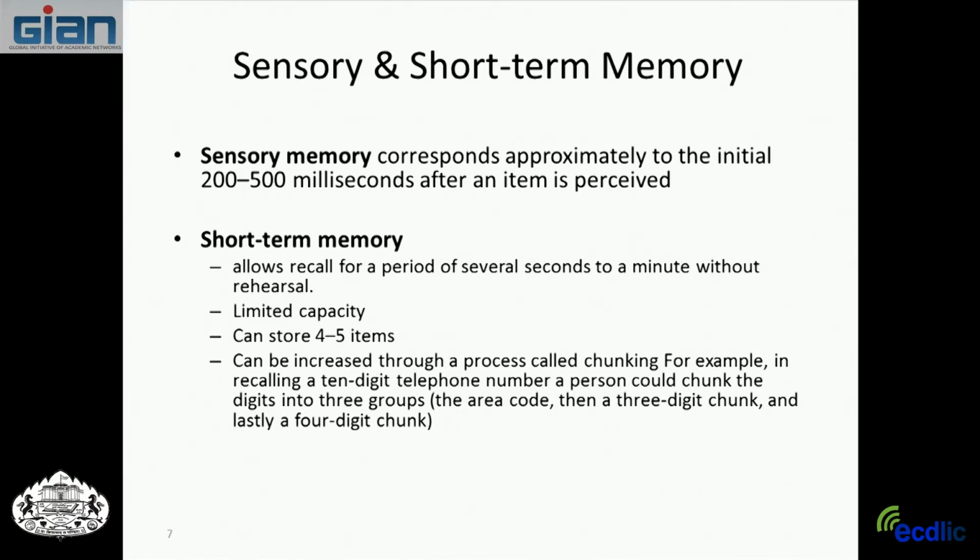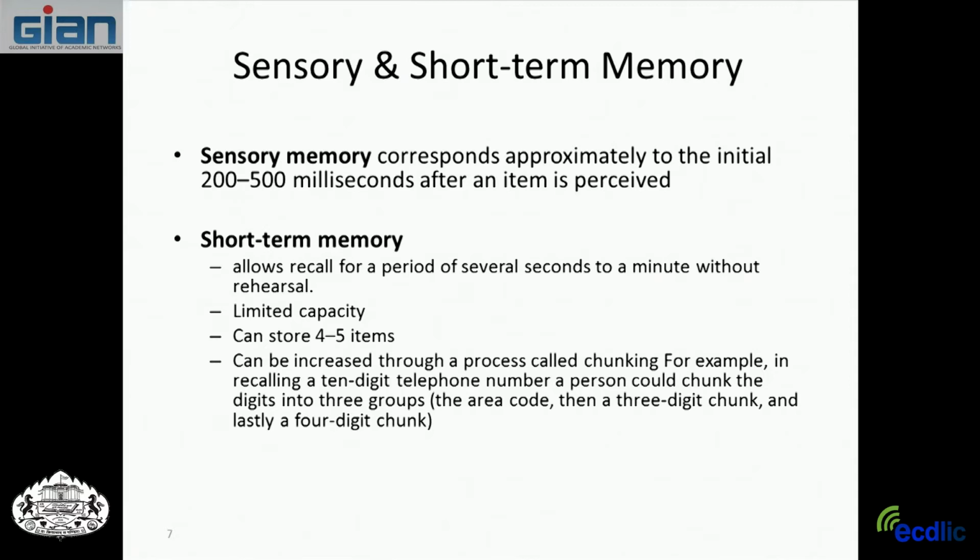or practice it or try to remember it purposely in your head, and I just say, hey, what were those numbers, you may not be able to recall those because your short-term memory has a limited capacity, can only store 4 to 5 items, and if it's not rehearsed, it's information that's quickly gone.